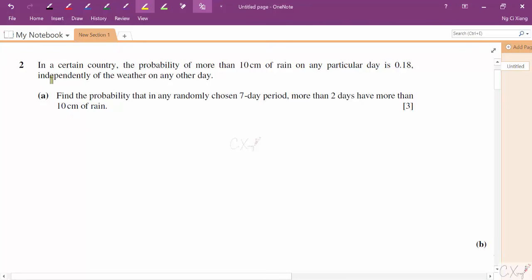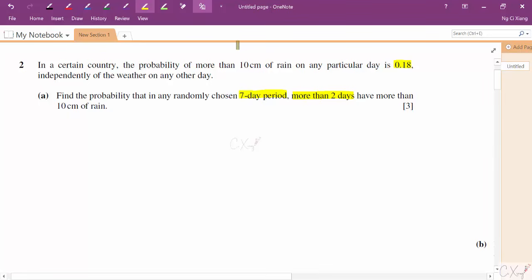Okay, so now we are at question number 2. In a certain country, the probability of more than 10 cm of rain on any particular day is 0.18, independently of the weather on any other day. They want us to find the probability that in any randomly chosen 7-day period, more than 2 days have more than 10 cm of rain.